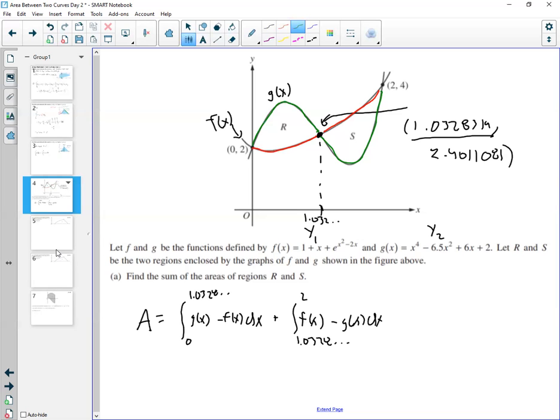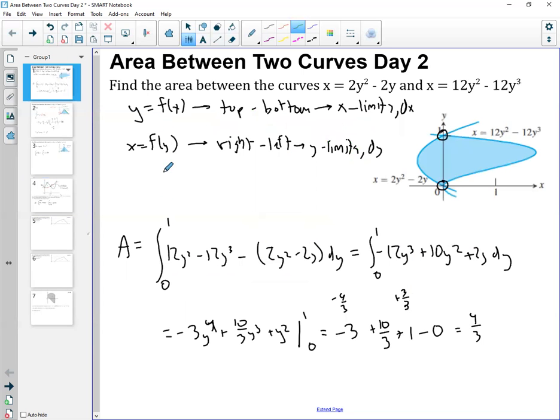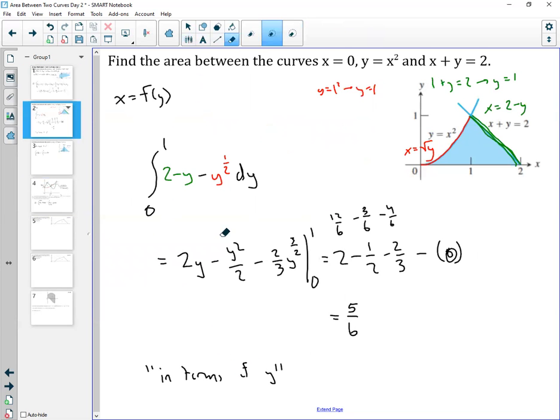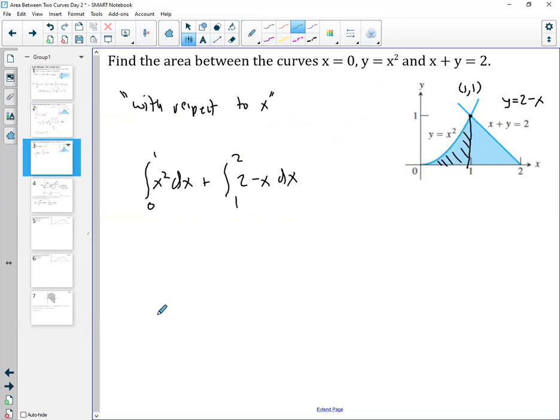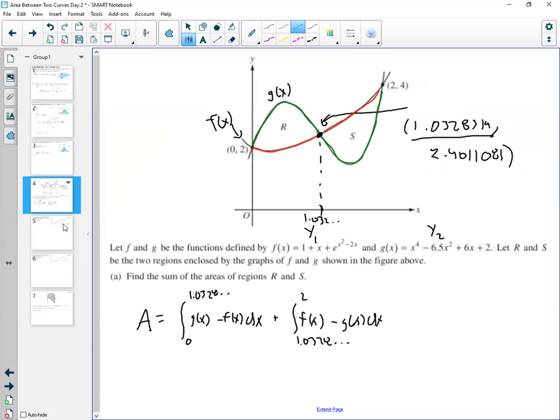So yeah, the two new things in today's lesson are, first, when we do this with respect to y instead of with respect to x, and second, when the top and the bottom curves switch, with respect to x. So I think y'all should check out the other example I'm about to do in the next video. It is a pretty good one, and it won't take that long.